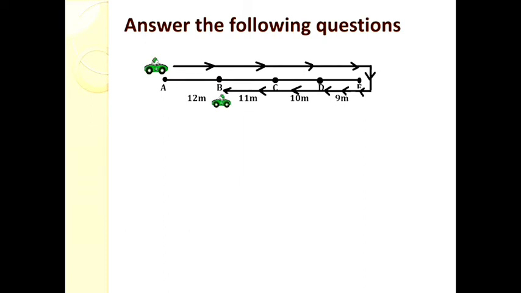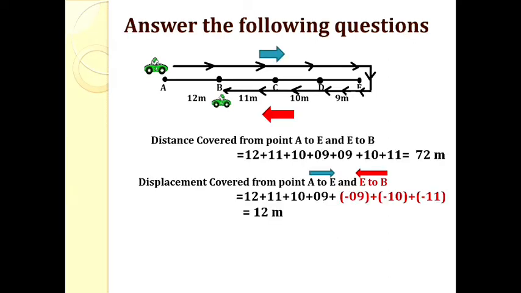Now the starting point of the car is A. The car is moved from A to E and came back up to point B. Now calculate total distance and displacement.